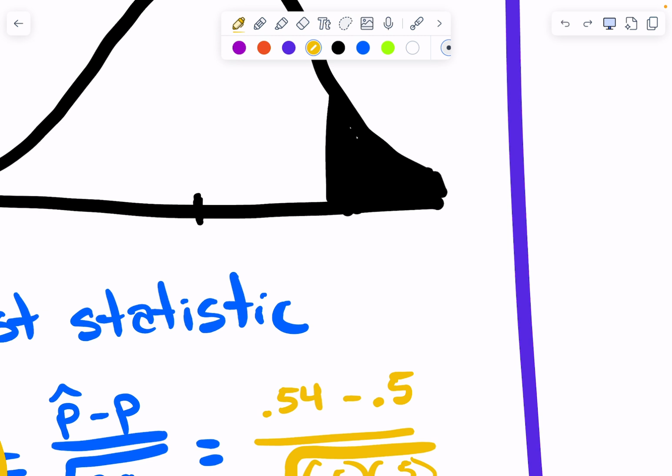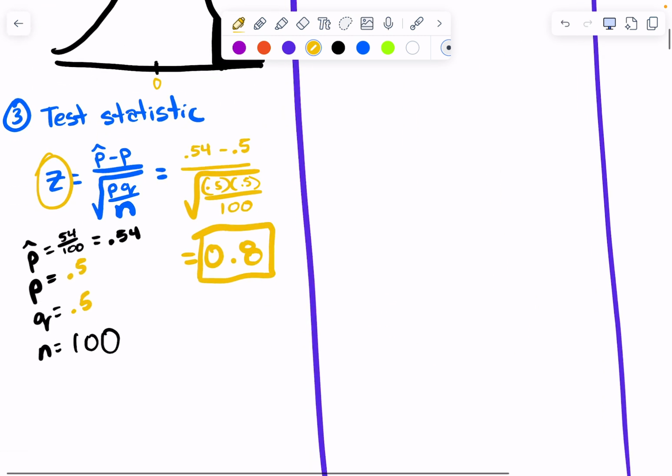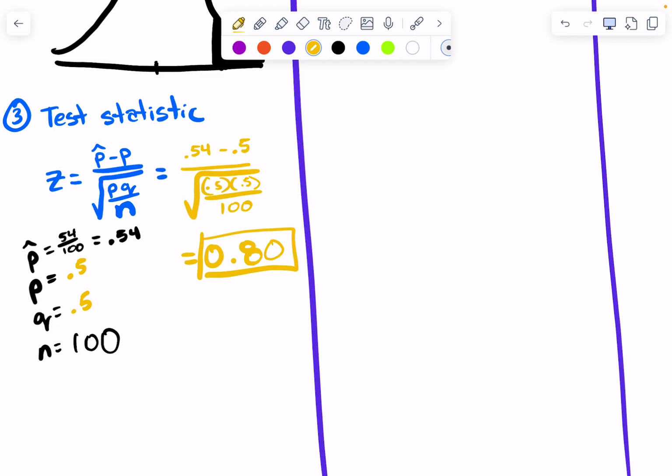Does that make sense? Okay, we'll get to that. All right, but you see where I got 0.8. Round to 2 decimal places, I guess. So maybe we go 0.80, whatever, okay? Got it? That is that. That's my value of my test statistic.